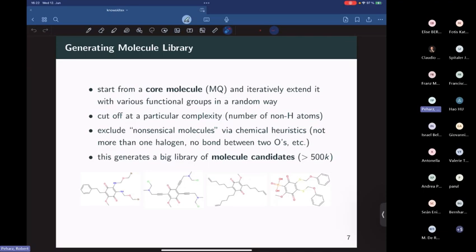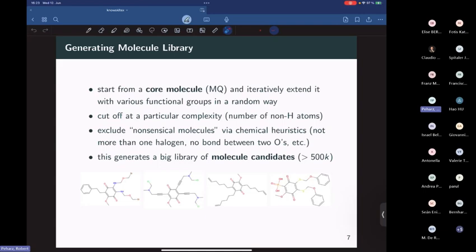For example, in our first round, we generated a lot of molecules, printed like 1,000 of them, and sat together with our chemists. They said, well, it's really weird, we shouldn't have more than one halogen in one molecule. You should also not have a bond between two O's because that's very unstable, and so on. They sorted out the weird molecules and formulated these rules, and by applying these rules, we sort out nonsensical molecules.